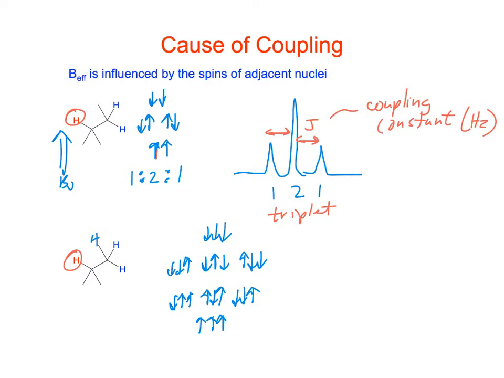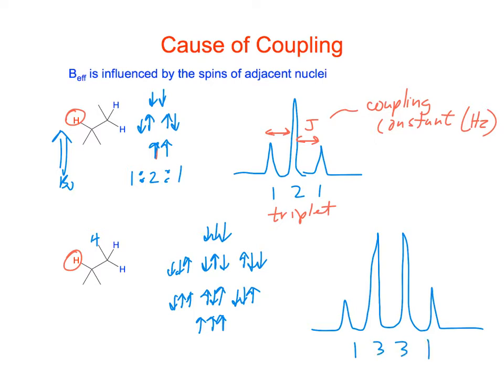Okay, so for this, we should get a 1 to 3 to 3 to 1 ratio. And likewise, each of these distances should be the same. Okay? This is, of course, called a quartet.